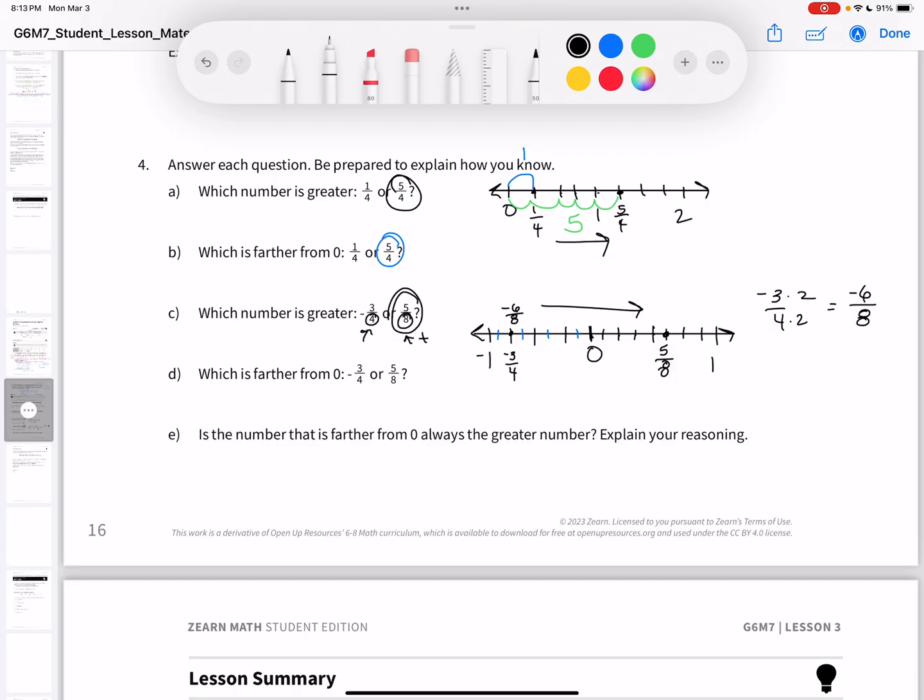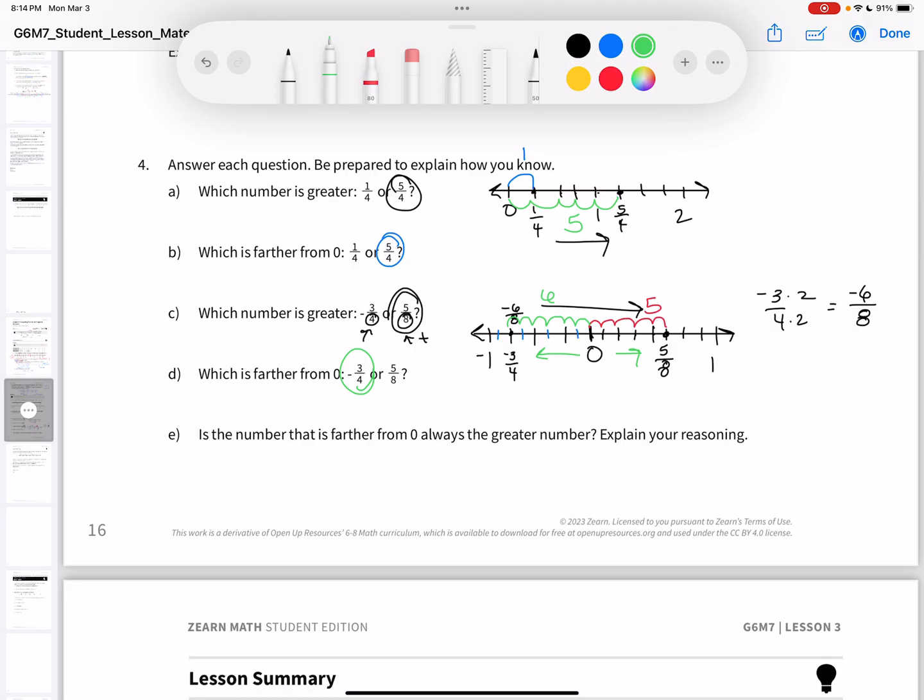Okay? Which is farther from 0? Now this one we definitely would have had to draw, and we're going to see. Which one's farther from 0? Here we go. This is 1/8, 2/8, 3, 4, 5/8. So that's 5 jumps away of eighths. And then we're going to go here and we're going to go 1, 2, 3, 4, 5, 6. That's 6/8 away from 0. So which one is further from 0? Negative 3/4, because it took us 6 jumps away from 0, whereas the other one only took us 5 jumps.